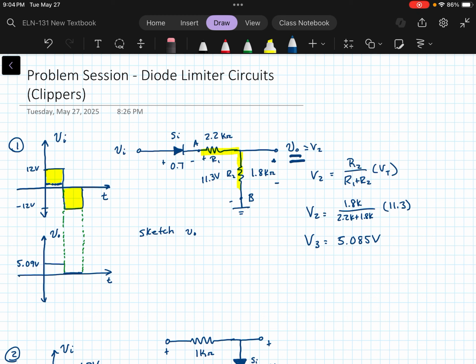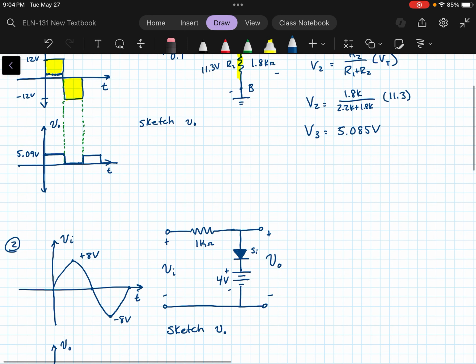And that is what our output would look like. We would have a pulse at 5.09 volts, and then we would be at 0. And then if this is a periodic waveform, which it probably is, it would just kind of repeat after that. Okay. And that is the output that we would have for that circuit.